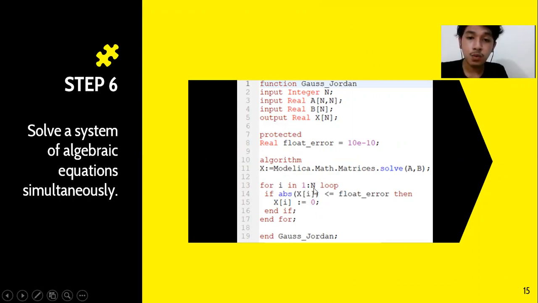For i in 1 to n, then loop. So if we have the result as in the picture, then there's going to be an error. So we have to minimize the error by eliminating the element of errors. Okay, and then after that, the Gauss Jordan is ended.